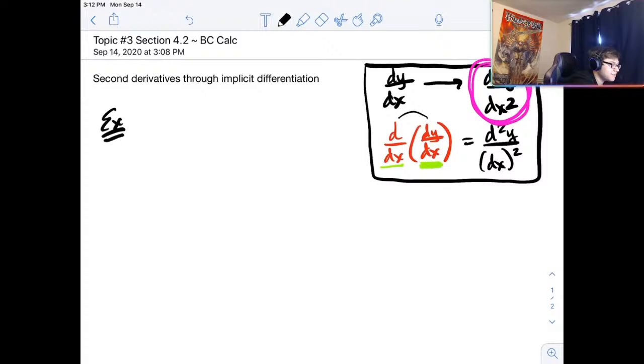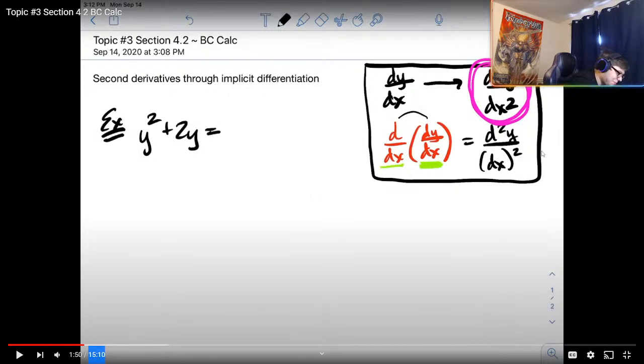I'm going to try to be as simple as I possibly can for the first round here. So let's go with y squared plus 2y equals 2x plus 5. That's going to be pretty simple, just because you can do the power rule to get the first derivative.